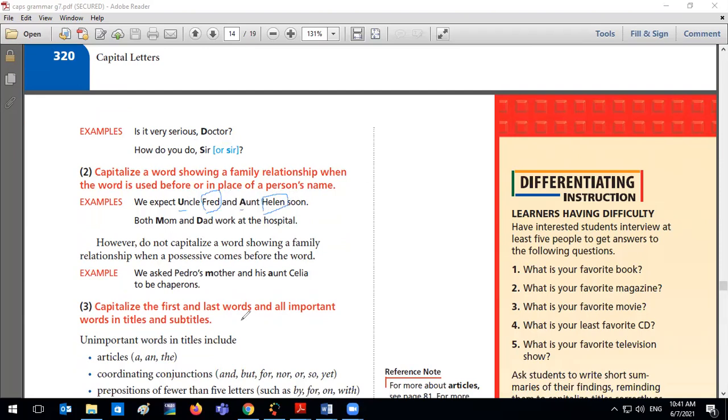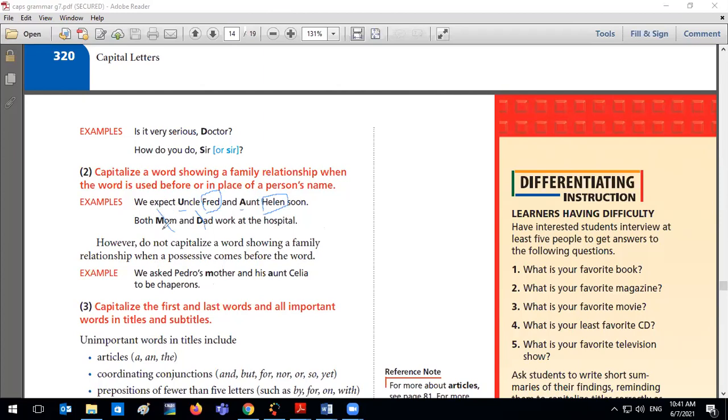Okay, you also capitalize them when they are substituting the name. Okay, here I'm saying both mom and dad worked at the hospital. I can remove the word mom and dad and substitute it with a name, and the sentence will make absolutely good sense. I can say, for example, both Susan and John work at the hospital.